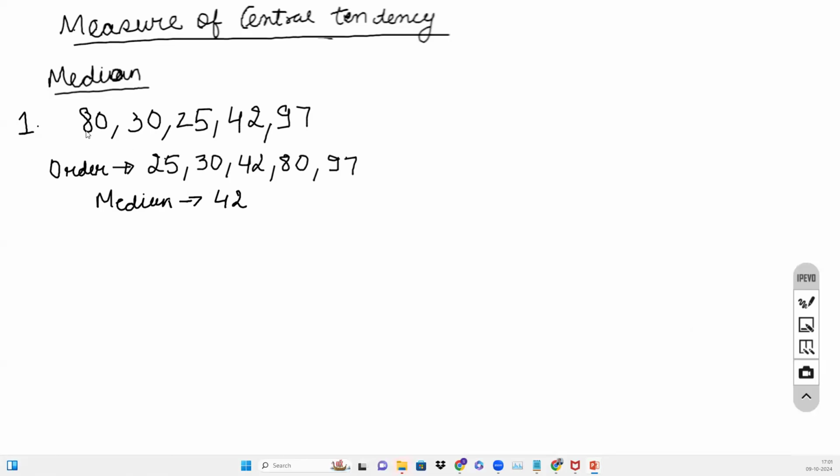Please remember that this data is not sorted. So first we have to sort the particular data. We sorted the data here: 25, 30, 42, 80, and 97. And then we calculated the median. So this is the median, the middle value.